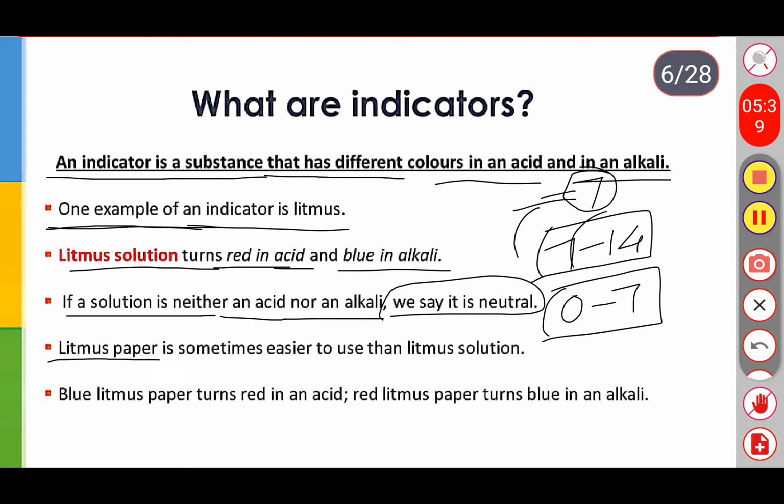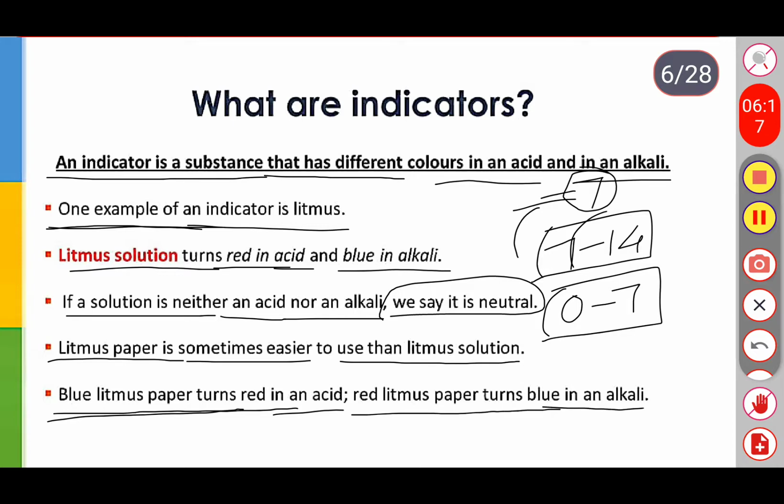Next one, litmus paper. Litmus paper is sometimes easier to use than litmus solution. We use two types of litmus papers, and these litmus papers are made from litmus solution, which is obtained from lichen plants, right? So see here, blue litmus paper turns red in an acidic solution, and red litmus paper turns blue in a basic solution or alkali solution.